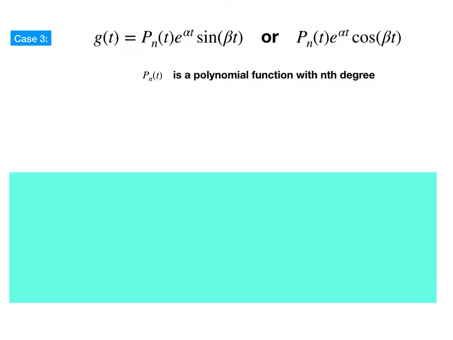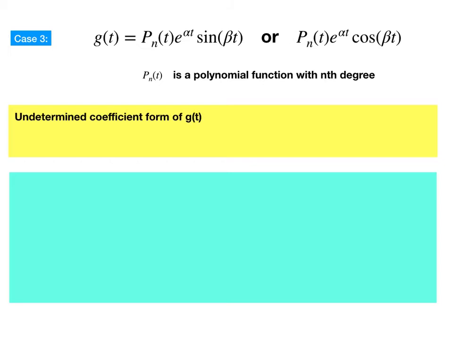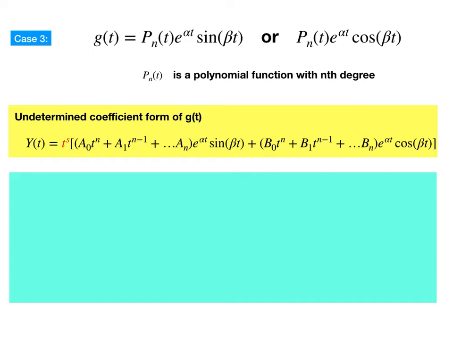we are representing the third case of this method, the case when sine and cosine functions appear in the non-homogeneous part. First, we want to get the undetermined coefficient form for the non-homogeneous part, so we call it big Y of t. And we always start with t to the s. s is an unknown value which is to be determined, and then it's multiplied by a series of functions that matches with the non-homogeneous part.